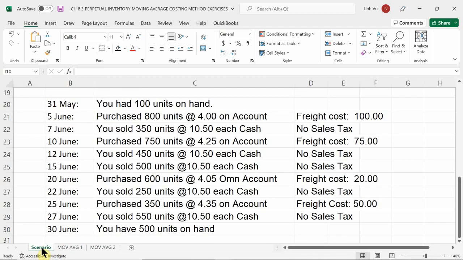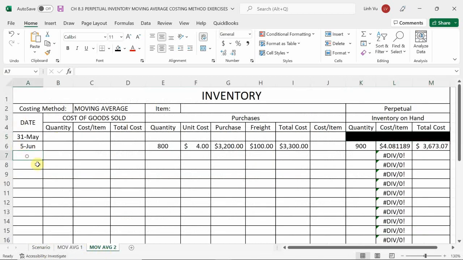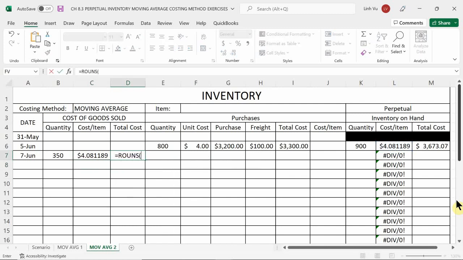Here it is, June 5th purchase. June 7th, we end up selling 350 units at $10.50 each. So we sold 350 units. June 7, 350 units. Right now my average cost is $4.08.11. So what is my grand total cost of goods sold? $1,428.42. Good.